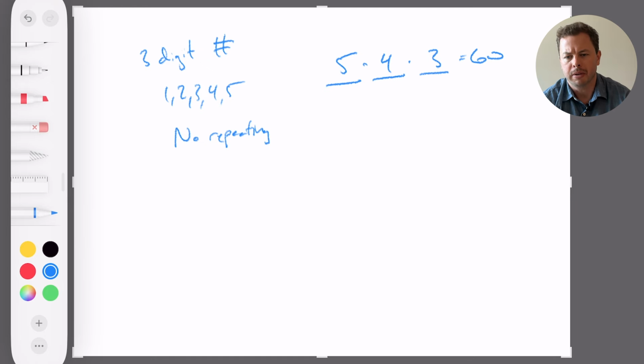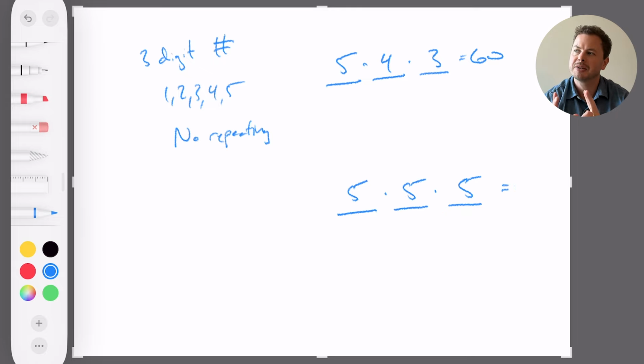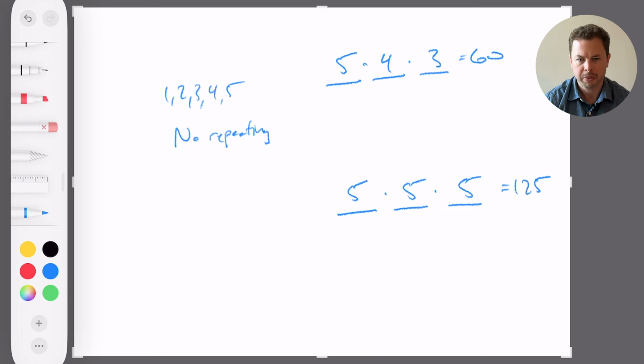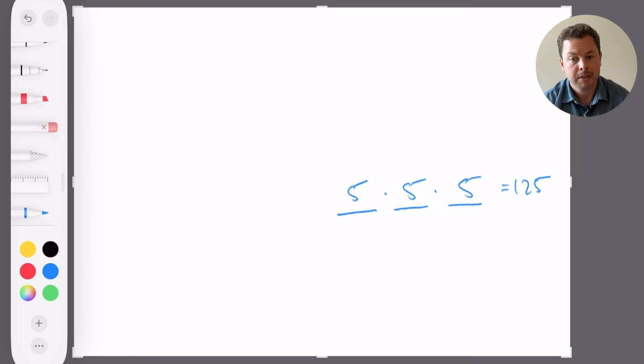Notice something important here. The order of the digits matters. 123 is different from 132, is different from 213, is different from 231. Even if I take the same 3 digits and reorder them in different ways, all of those count. So that's really what matters: do the orders count or not? When all the different orders count, that's a permutation.